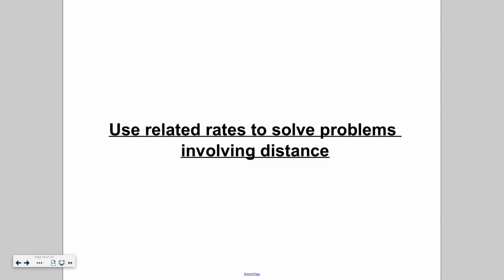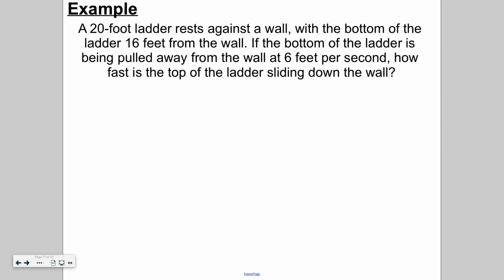Alright, using related rates to solve problems involving distance. Here we have a 20-foot ladder resting against a wall with the bottom of the ladder 6 feet from the wall. If the bottom of the ladder is being pulled away from the wall at 6 feet per second, how fast is the top of the ladder sliding down the wall?